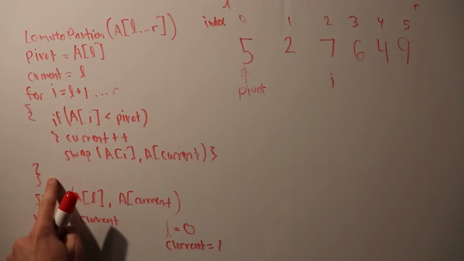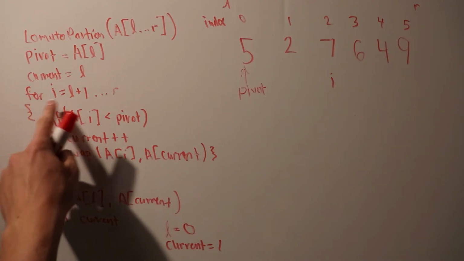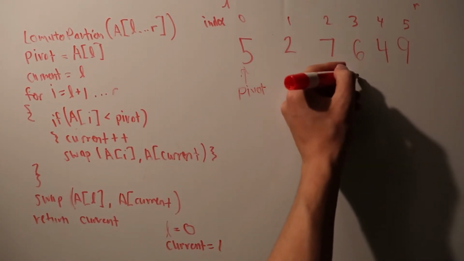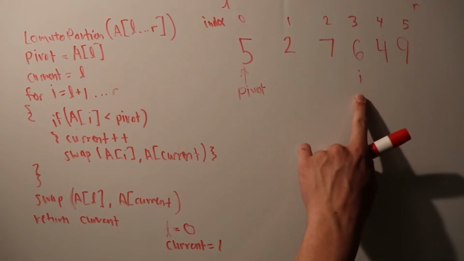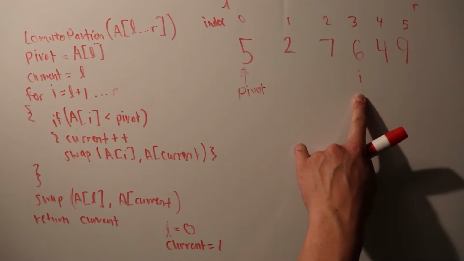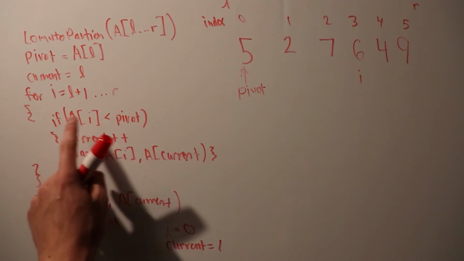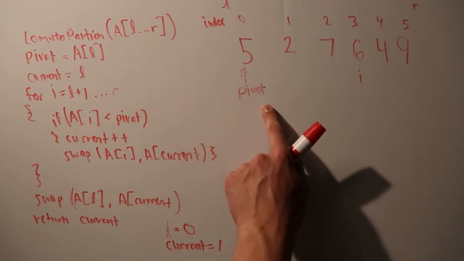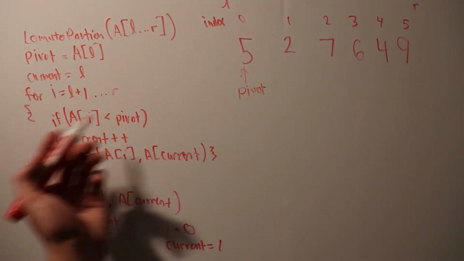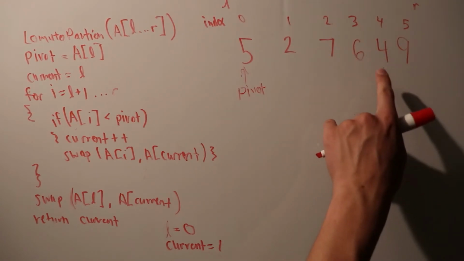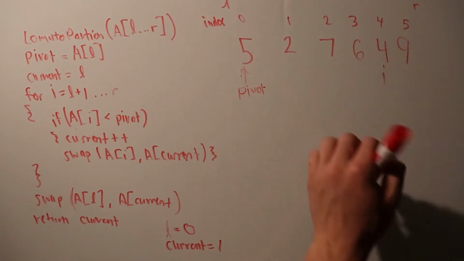What's next? We've swapped them, we've finished out the loop. Let's go back up and move over to the next variable. So I is now this one. So is this index less than the pivot? Is 6 less than 5? Nope, it's not. So we don't even have to worry about it. Let's move to the next element. So let's make this our I.